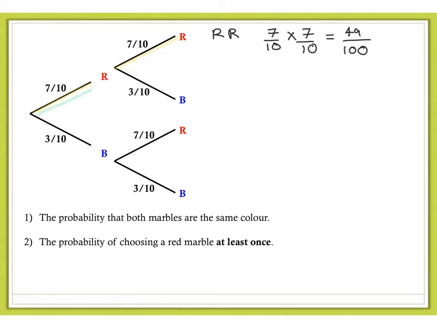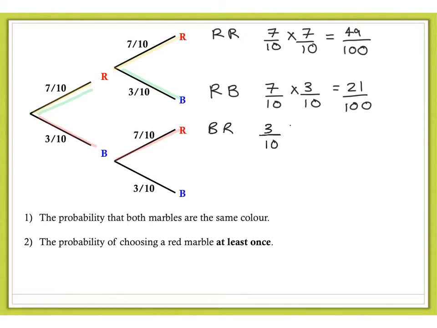If we follow this path and this path, that means we pulled out a red marble and then a blue marble. The probability of that happening is 7/10 multiplied by 3/10, which comes to 21 over 100. This path here tells us we pulled out a blue marble and then a red marble in that order. So the probability of that happening is 3/10 multiplied by 7/10, which comes to 21 over 100.